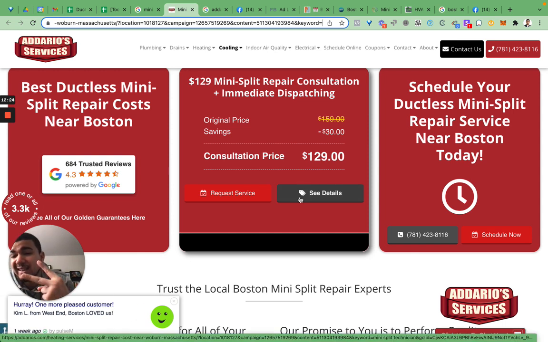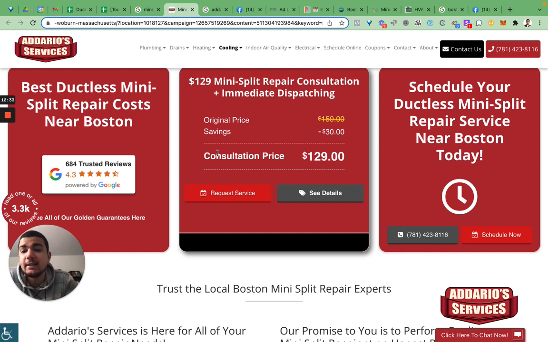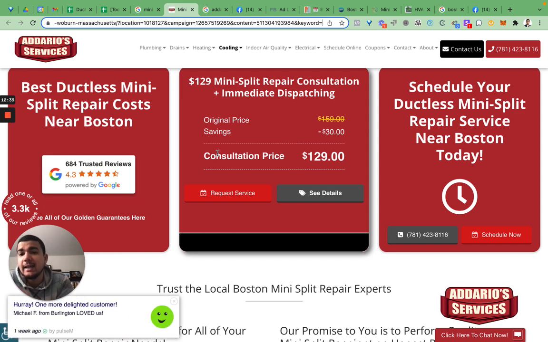Two is a landing page specific to their advertising. This one, the advertising isn't relevant to the keyword, so we would have a keyword relevant ad, and then an ad relevant landing page. So keyword relevant ads, ad relevant landing pages. And then three is remarketing.